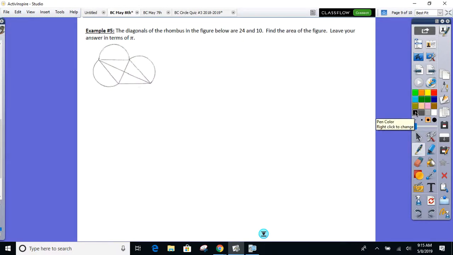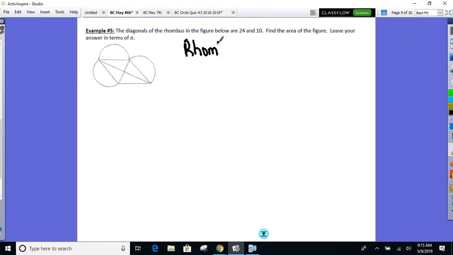Rhombus. So the quadrilaterals are rhombus. Diagonals are 24 and 10. Find the area of the entire figure. So I already told you one part of the figure was a rhombus. What's the other part there? 3 semicircles. So in total, 1.5 circles.